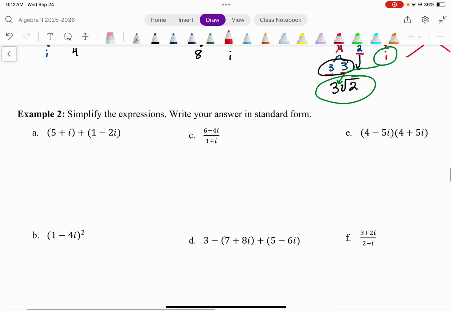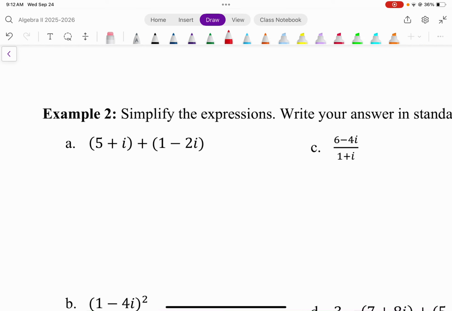Okay. Next, we are going to simplify expressions, and we're going to write our answer in standard form. When you're simplifying these expressions, I know thinking of imaginary numbers can sometimes be overwhelming, but for the most part, we're going to treat it the exact same way we would treat an x. The only thing we need to pay attention to is if we get an i squared, we need to make sure we replace that with a -1. That's the only thing that's different. Otherwise, we're going to treat it exactly how we would with a variable.